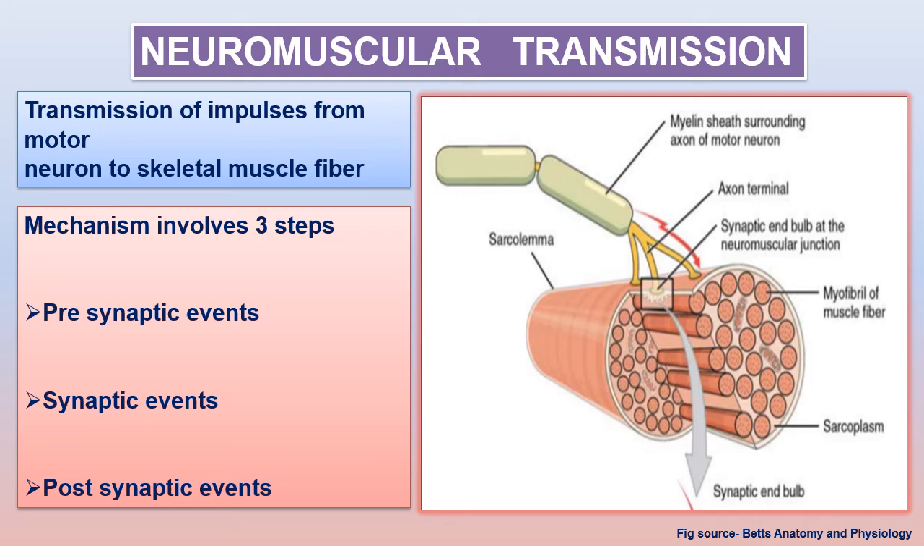We have discussed the structure of the neuromuscular junction. Now, let us discuss neuromuscular transmission. Neuromuscular transmission is the transmission of nerve impulses from motor neuron to skeletal muscle through the neuromuscular junction. The mechanism of neurotransmission of impulses involves three steps: presynaptic events, synaptic events, and postsynaptic events.